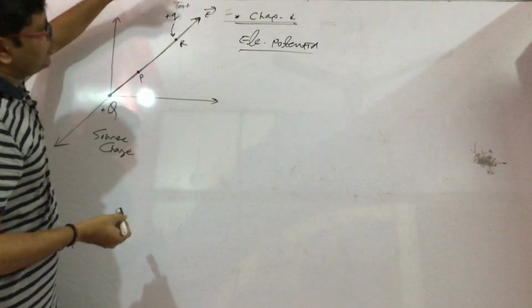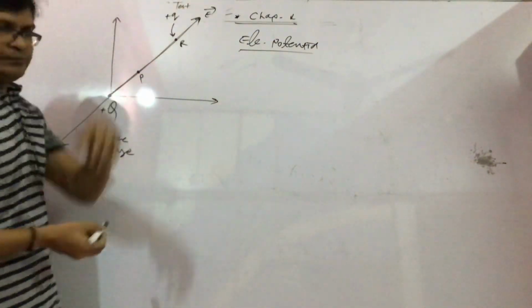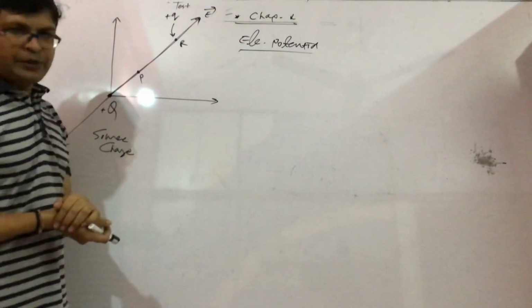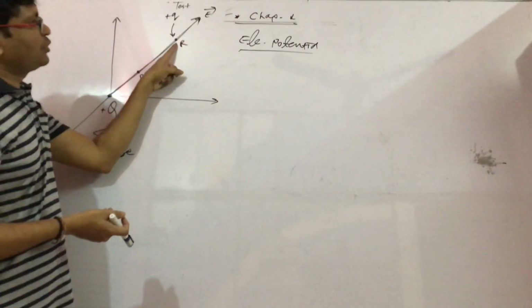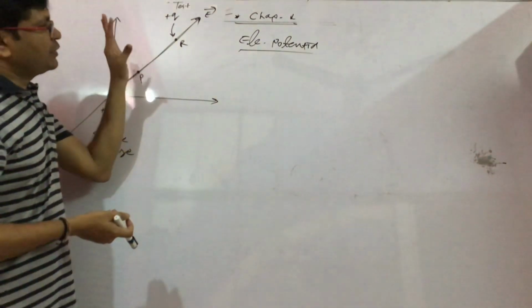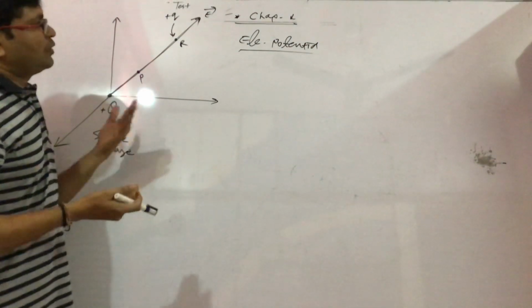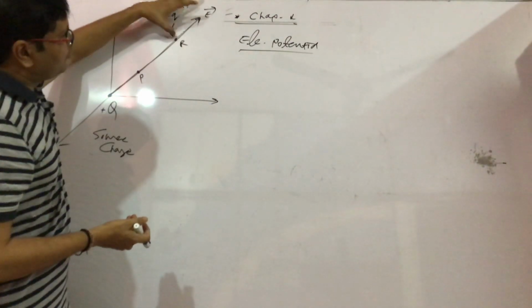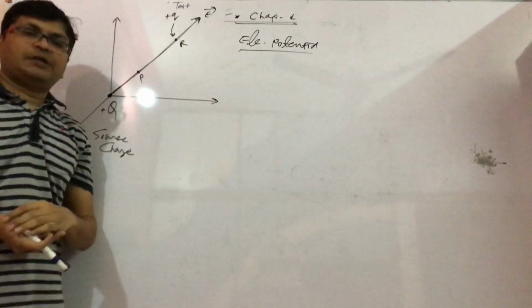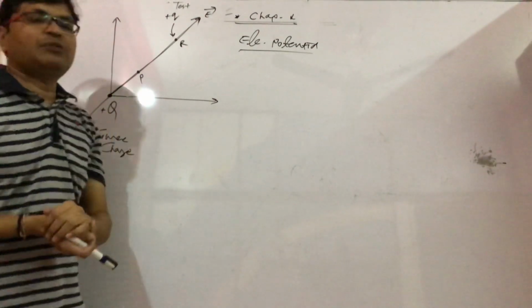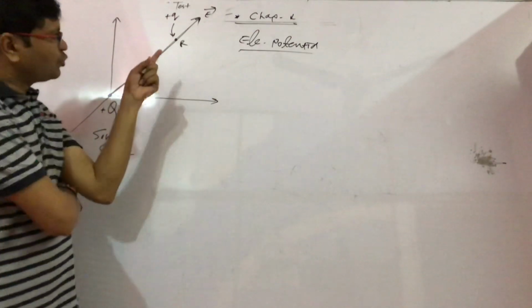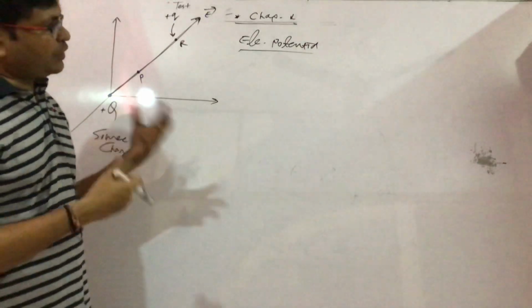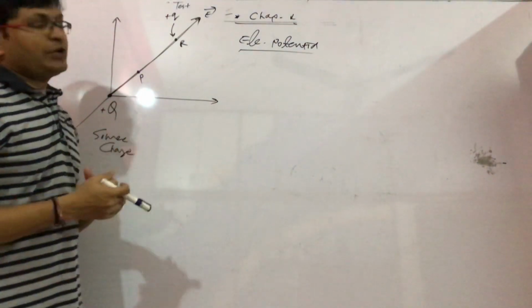So the test charge is situated at point R. Now we would like to move this test charge from point R to P. Don't forget this entire scenario is inside the electric field. The target is to move this test charge plus small q from point R to P, and for that we have to do some work. How can you calculate this work?